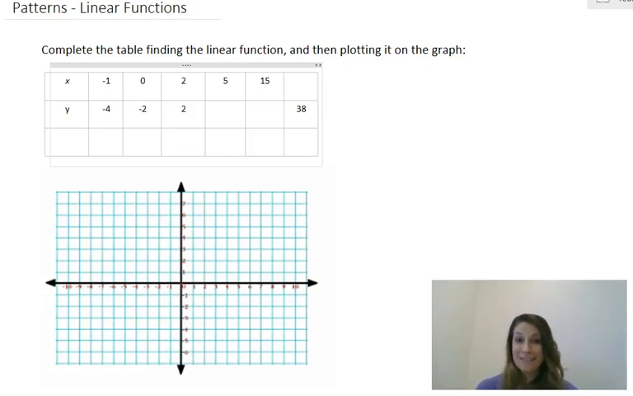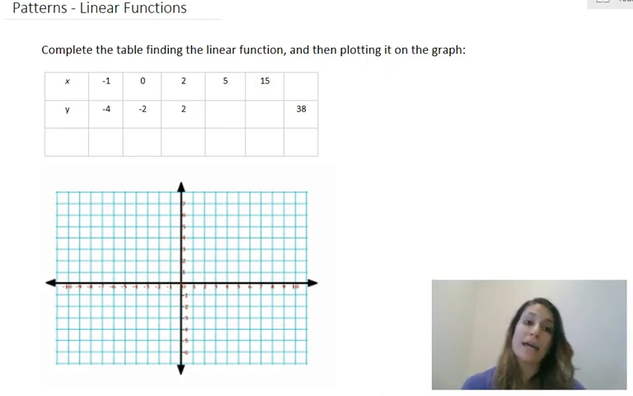Today we are looking at patterns and linear functions, particularly focusing on that table of values, getting the rule, then plotting the coordinates and the linear function on the graph, and back the other way. So let's have a look at this first one. Here we've got complete the table, finding the linear function, and then plotting it on the graph. So we've got to get the rule.